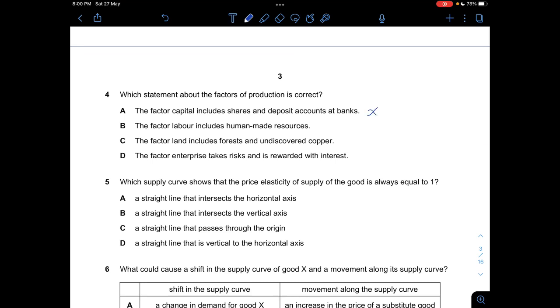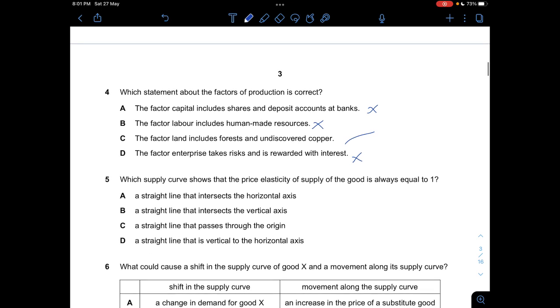B, it says the factor labor includes human-made resources, which is not correct. Labor is basically the employees, the human itself. C, it says the factor land includes forests and undiscarded copper, which is correct. D, it says the factor enterprise takes risk and is rewarded with interest, which is wrong. It's rewarded with profits.